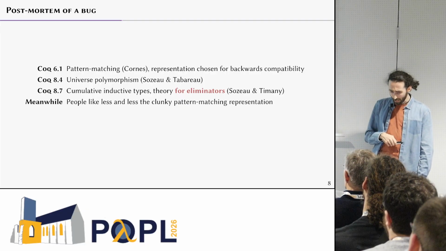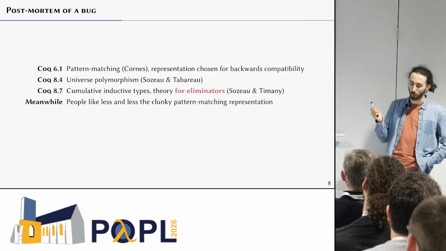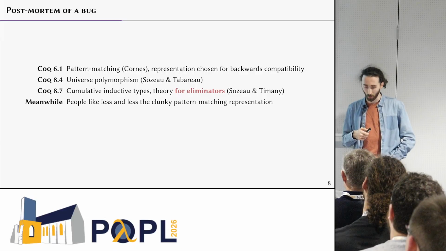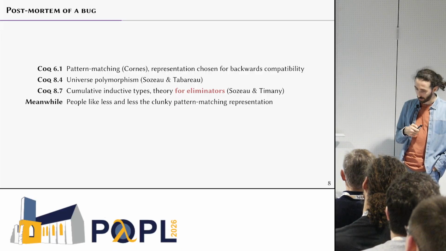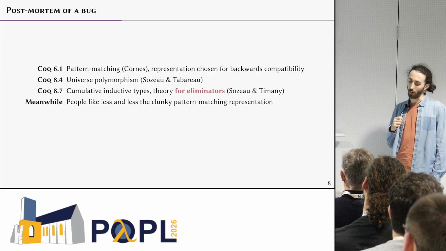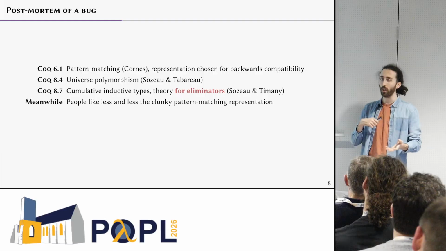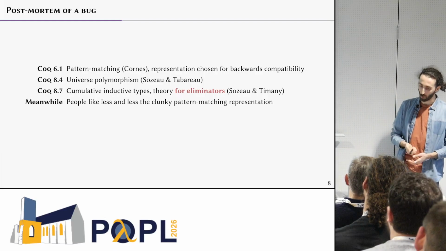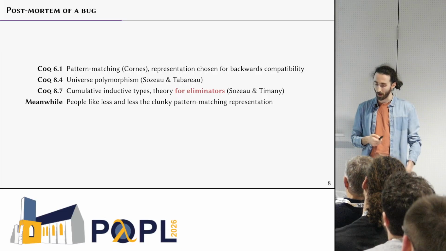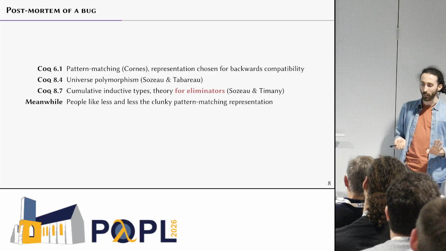Then fast forward a bit, in 8.4 we got universe polymorphism. It was the work of Matthieu Sozeau and Nicolas Tabareau, to make life easier for the HoTT people at the time working on univalent foundations. Then in 8.7 they added something fancier, which is cumulative inductive types. I won't get into the details now, but the point was to make inductive types more compatible with universe polymorphism. The theory was worked out on paper by Matthieu Sozeau and Amin Timany, and they had a set-theoretic model telling you that everything was fine.